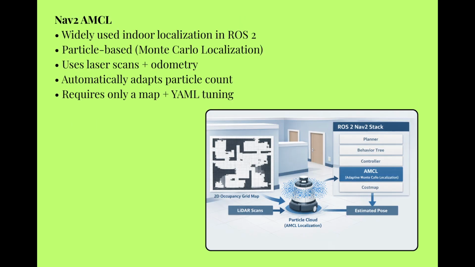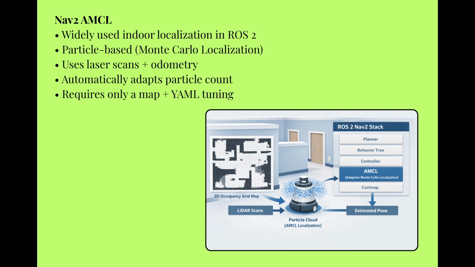In real robots, Monte Carlo localization isn't usually written from scratch. Instead, it comes packaged inside well-tested software. One very common example is AMCL, which stands for Adaptive Monte Carlo Localization. In ROS 2, AMCL is part of the nav2 navigation stack, and it's one of the most widely used localization systems for indoor robots. At a high level, nav2 AMCL does exactly what we have been talking about.